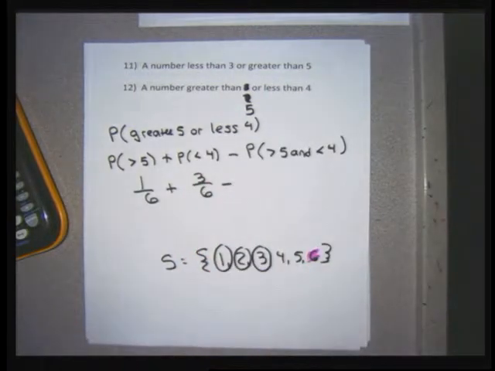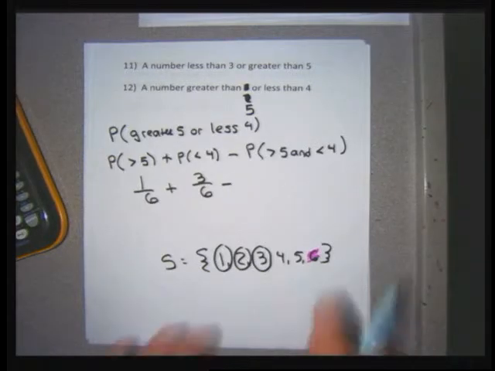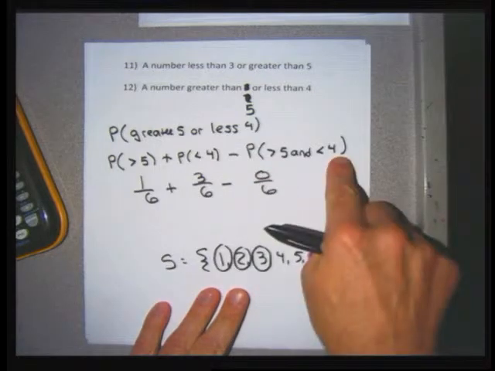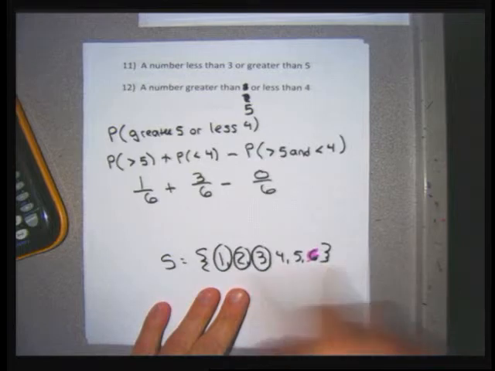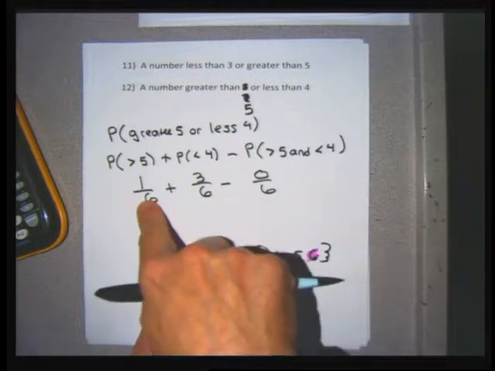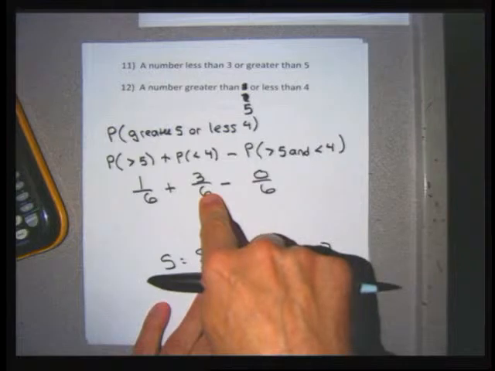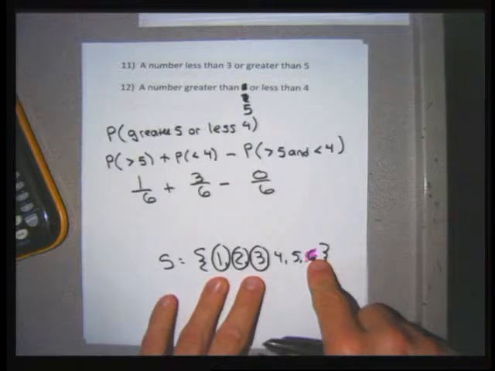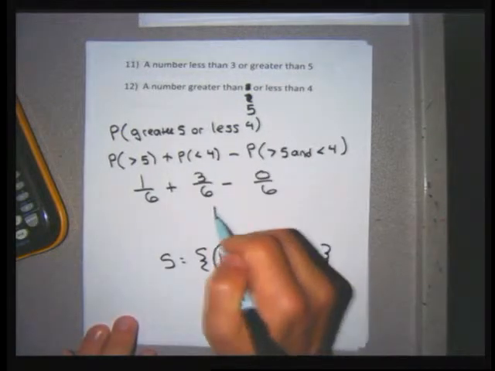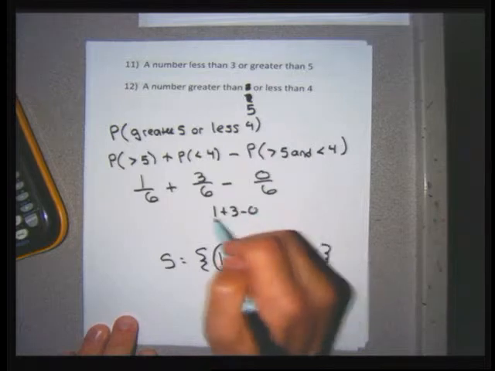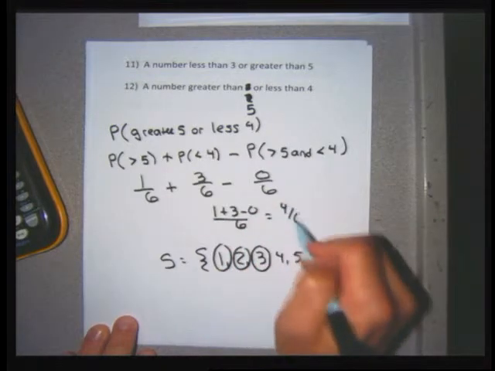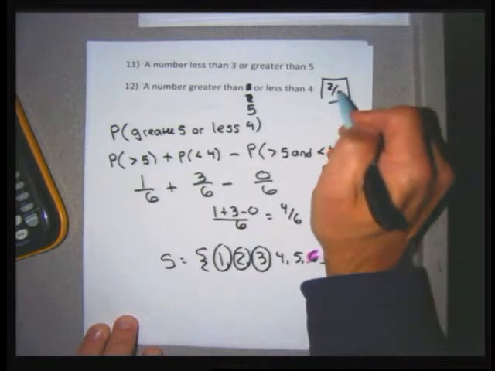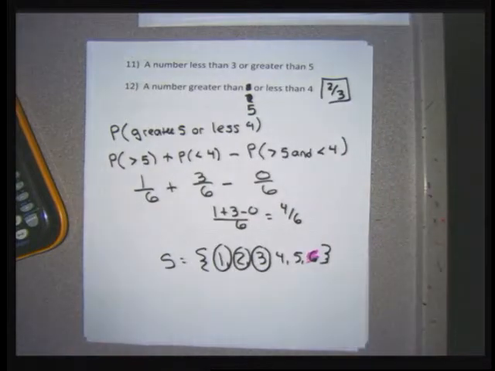And then the fraction that I need to subtract out isn't going to have anything in the numerator. It's going to be 0 in 6 because there's no number that's simultaneously greater than 5 and less than 4, because there is no overlap between the numbers that qualified for greater than 5 and the numbers that qualified for less than 4. So that numerator is going to be 0 because there's no number that's simultaneously circled in black and pink. So this is going to be 1 plus 3 minus 0 over 6. That's going to be 4 over 6. And my answer to problem 12, the probability of getting a number greater than 5 or less than 4, is going to be 2 over 3.